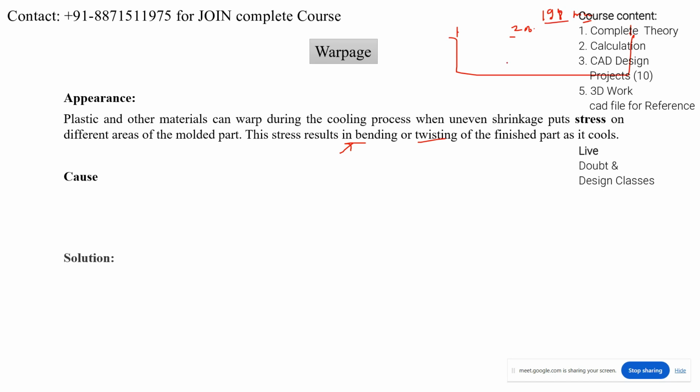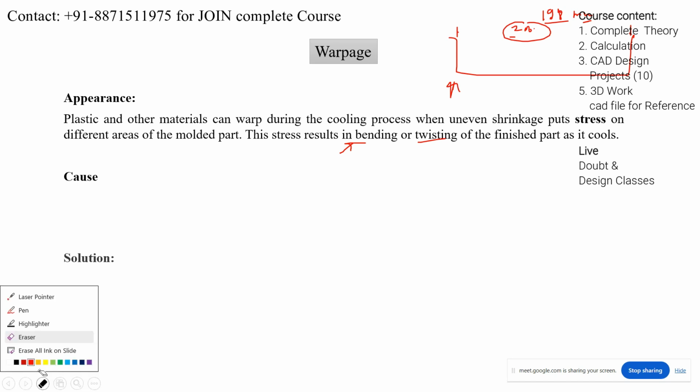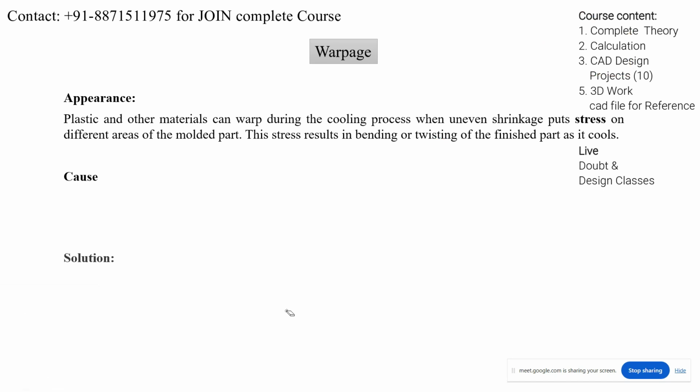You are getting that 198 mm. So basically it will affect the dimension accuracy, right? It will affect the dimension accuracy. Understood or not? Right? Okay. What is the cause of that? Uneven component wall thickness, right?